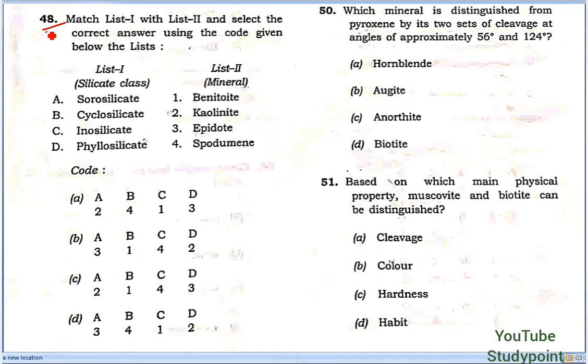Question number 48. Match list 1 with list 2 and select the correct answer using the code given below. In list 1 given silicate class, and here are examples of these minerals. A, sorosilicates, the example of this mineral is epidote. Next, cyclosilicate, benitoite; inosilicate, this is spodumene. Next, phyllosilicate, kaolinite. Right answer is option B, A3, B1, C4 and D2.